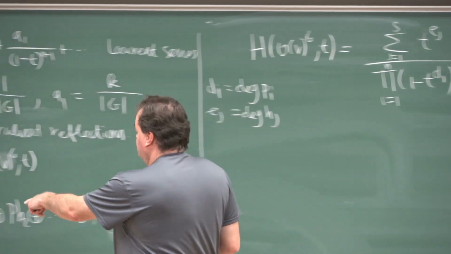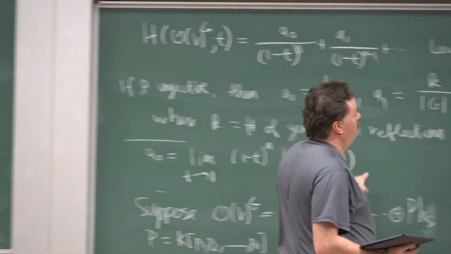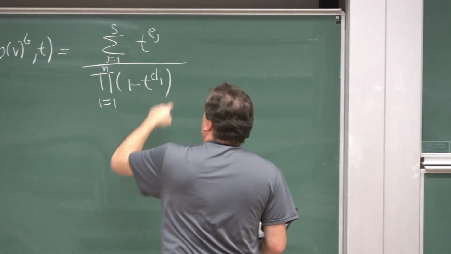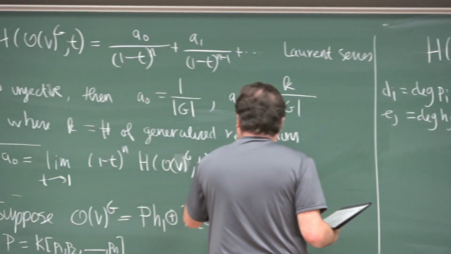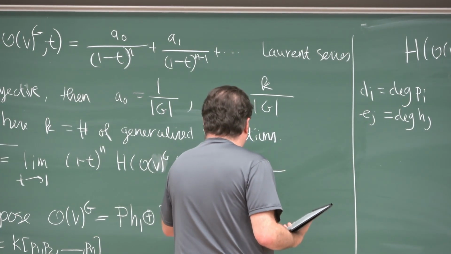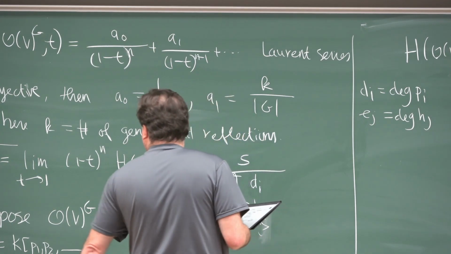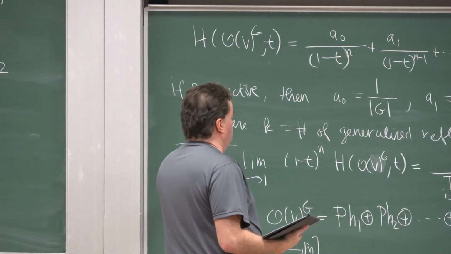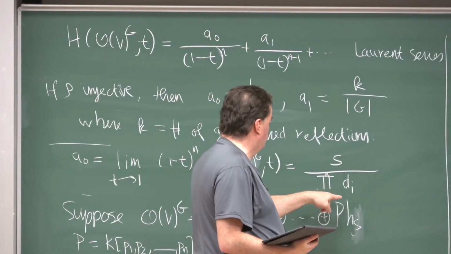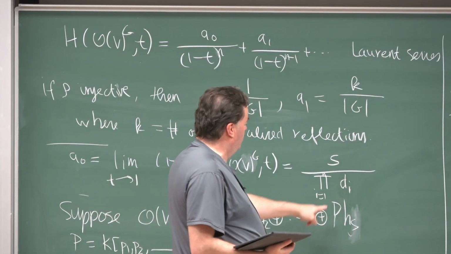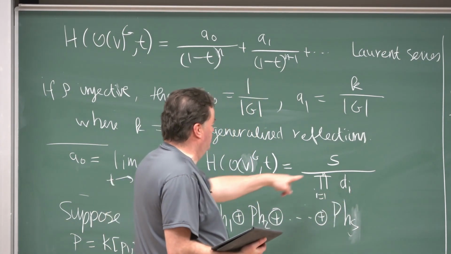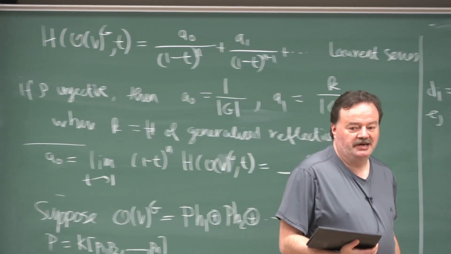And what I was going to say here, if we take this limit, if you apply it to this formula here, using L'Hopital's rule, you see that you get S over the product of the d_i's. So this A0 tells you, if you know this A0 and you have fixed the degrees of the primary invariants, then you know exactly how many secondary invariants you're going to get.